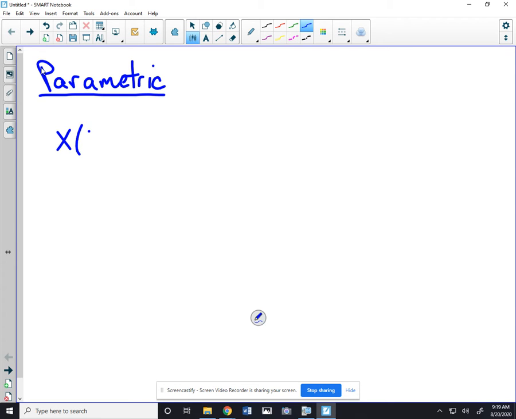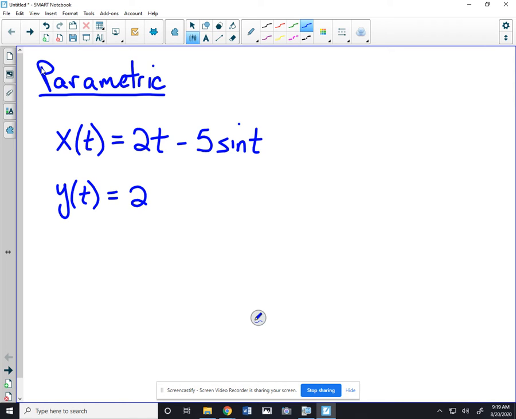So we will have an x equation. I'm going to give you one right here. And you will have a separate y equation. And when you put in the time, it will give you an xy ordered pair, and that will tell you where you are located. So I'm going to show you quickly how you can graph these on your calculator.